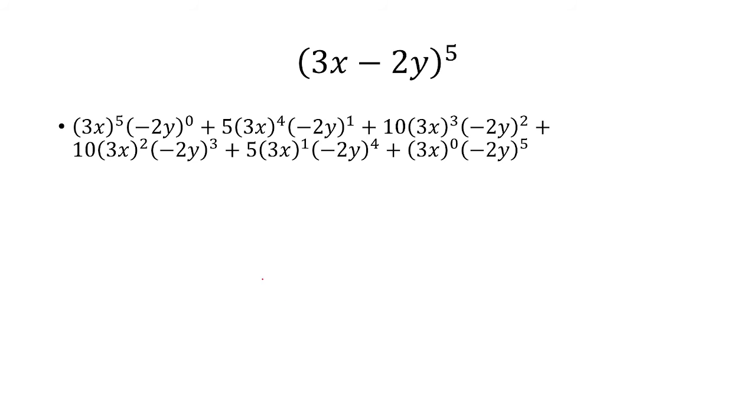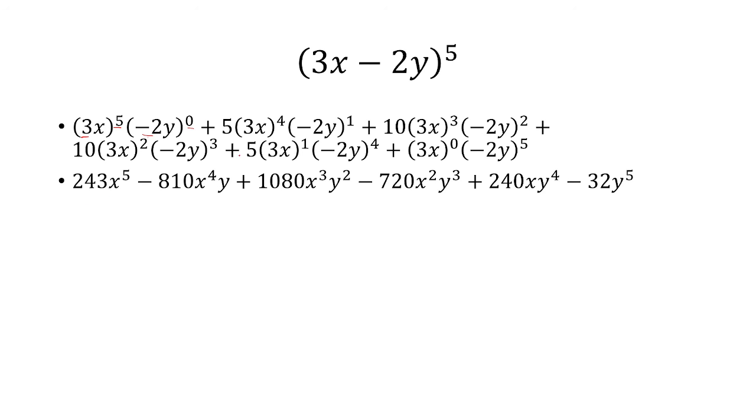Okay, at this step we can simplify. So simplifying is a little tricky. What I like to do is first work with the constants. So in other words, the numbers. So the first one you have 3 to the fifth, and then negative 2 to the 0. Well, negative 2 to the 0 is just 1, and then 3 to the fifth is 243. So that's 243, x to the fifth. y to the 0 is just 1. So that's 243x to the fifth.